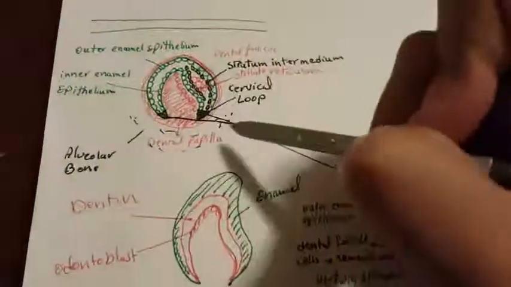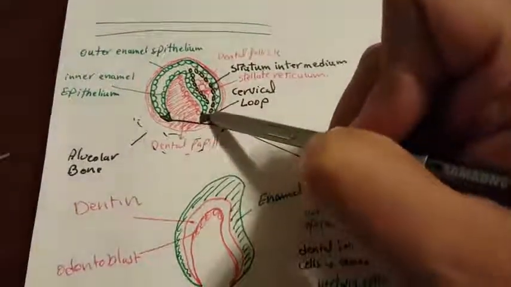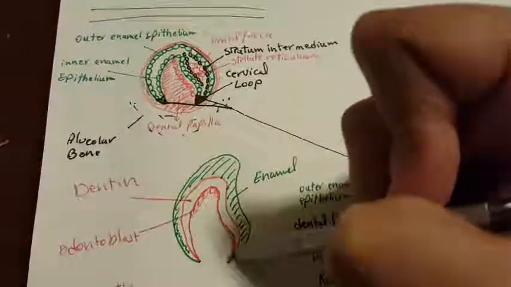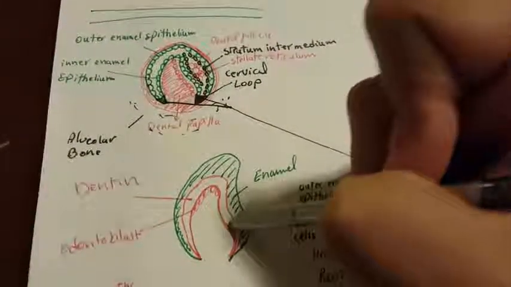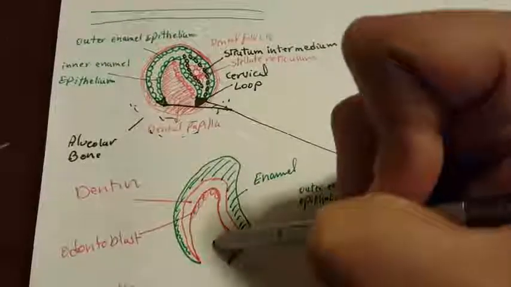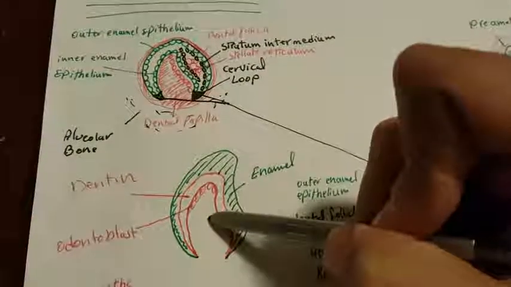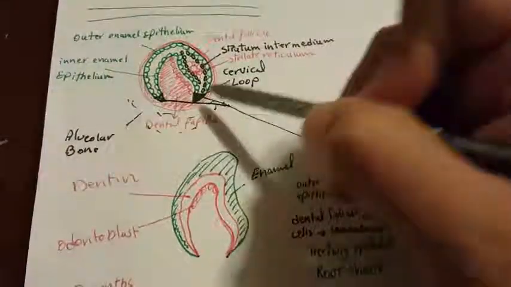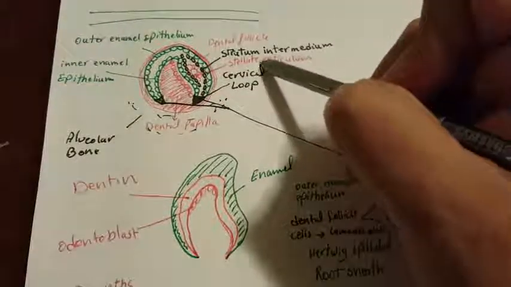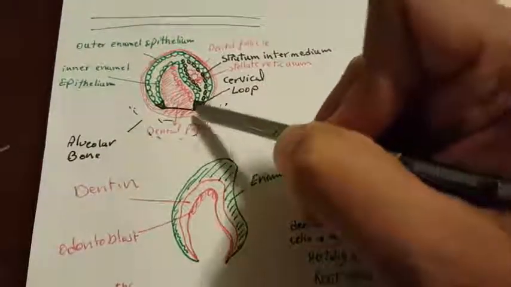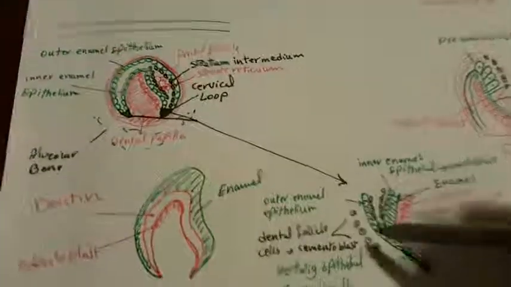Remember we said we're going to go back to the cervical loop. Here you can see that we already have formed the crown, enamel and dentine, and this is the dental papilla. Let's see how the root is going to be formed. It's going to be formed with the help of the cervical loop. Let's focus on the cervical loop and see how it looks.